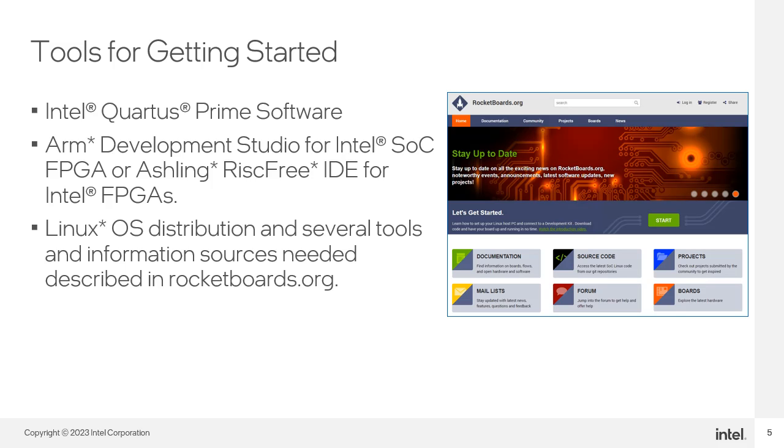To get started with the development, you will need Intel Quartus Prime software, including the Intel Quartus Programmer and device support, and you can use Ashling RiscFree IDE for Intel FPGAs as a debugging tool. You will also need a Linux environment with the suggested distribution and a serial terminal. Please take a look at the flow and available resources inside rocketboards.org for a detailed package and toolchain install for each device.